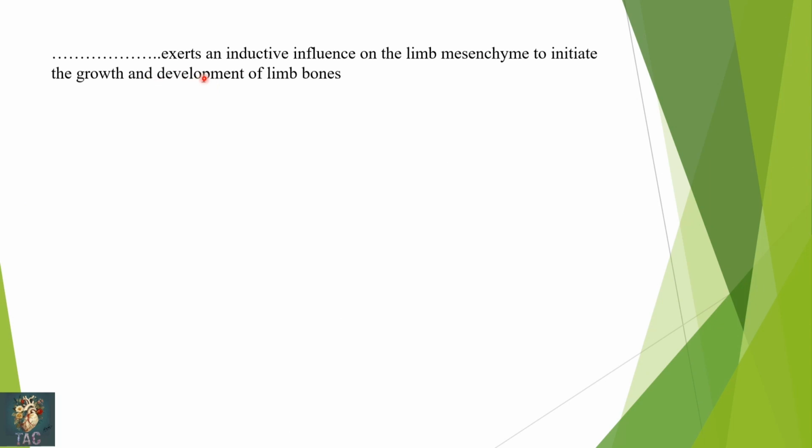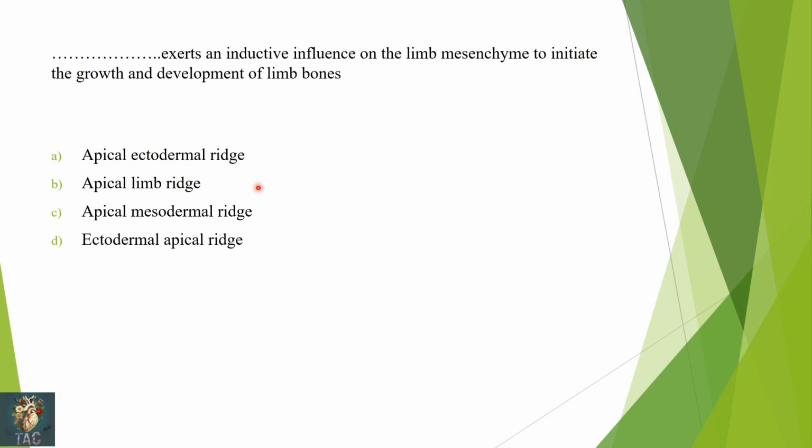Dash exerts an inductive influence on limb mesenchyme to initiate the growth and development of the bones. Please remember, some of the questions are taken from internal examinations of our medical college and some are taken from other medical colleges. The options are apical ectodermal ridge, apical limb ridge, apical mesodermal ridge, ectodermal apical ridge, or limb inductor. We all know this is the apical ectodermal ridge, which exerts an inductive influence on the limb mesenchyme to initiate the growth and development of limb bones.